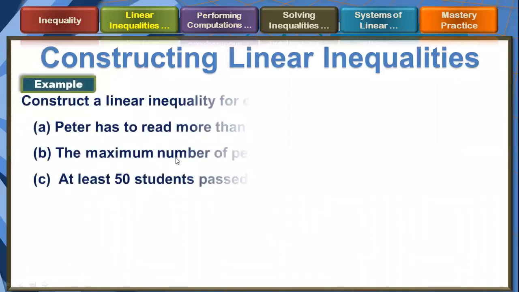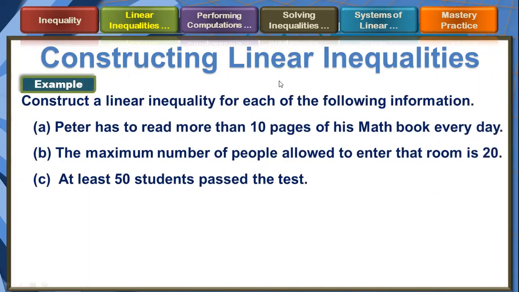So for example, construct a linear inequality for each of the following information. A, Peter has to read more than 10 pages of his math book every day. We have the keywords here, more than. B, the maximum number of people allowed to enter that room is 20. So maximum is the keyword here. For C, at least 50 students passed the test. So the keywords here are at least. So how do we construct it?